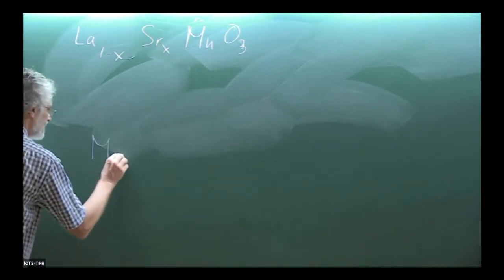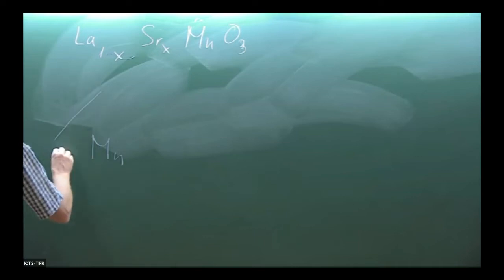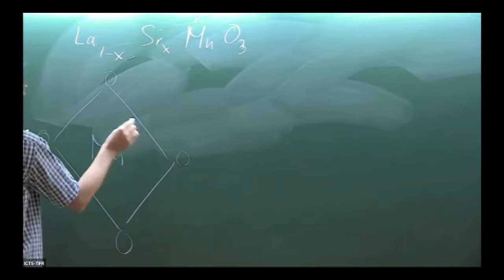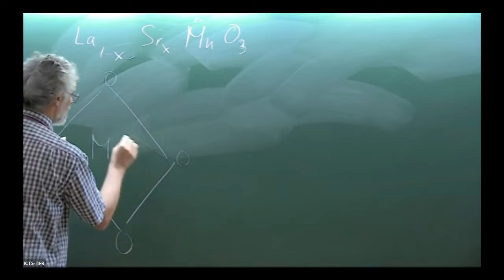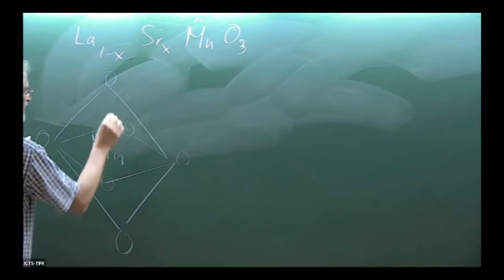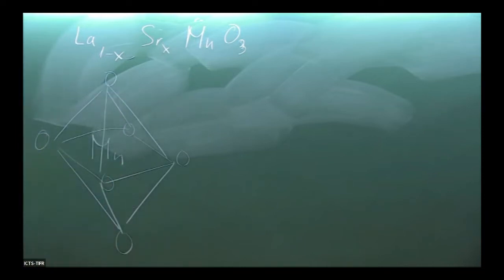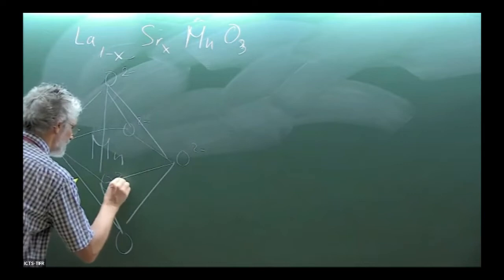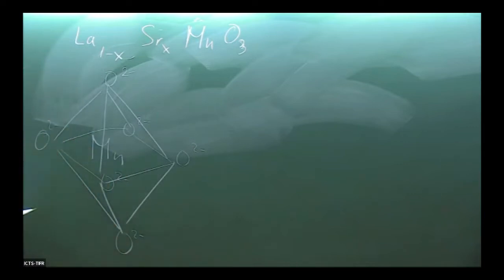Manganese, in this case, is sitting in the middle of an octahedron of oxygens. Here are the oxygens, and an oxygen here. This is behind, and I'm just closing the octahedron. Can everybody see that this is an octahedron? Okay, so manganese is in the center of the octahedron. These oxygens are 2 minus ions, so they are negatively charged.